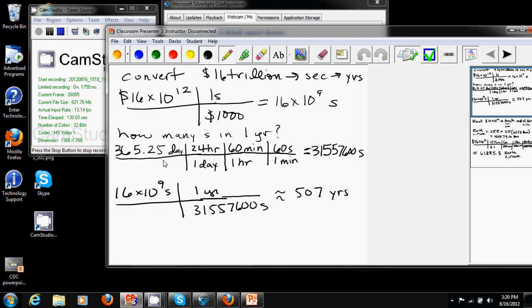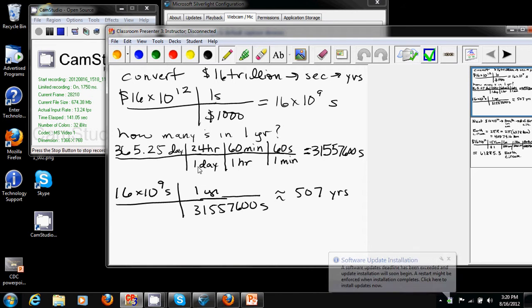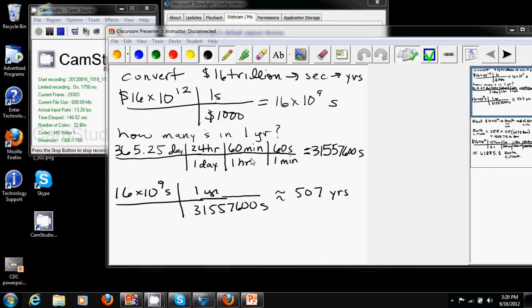Given leap years, on average, every year has 365.25 days. So if I take that time in days and then convert to seconds, I'm going to have days diagonally, and then 24 hours in 1 day. And then from hours to minutes, we have 60 minutes in 1 hour, and then 60 seconds in 1 minute. So you can see here, days cancel, hours cancel, minutes cancel, leaving seconds. And if you do that, oddly enough, there's about pi times 10 to the 7th seconds in 1 year. Here, 3.1557600 times 10 to the 7th seconds in 1 year.